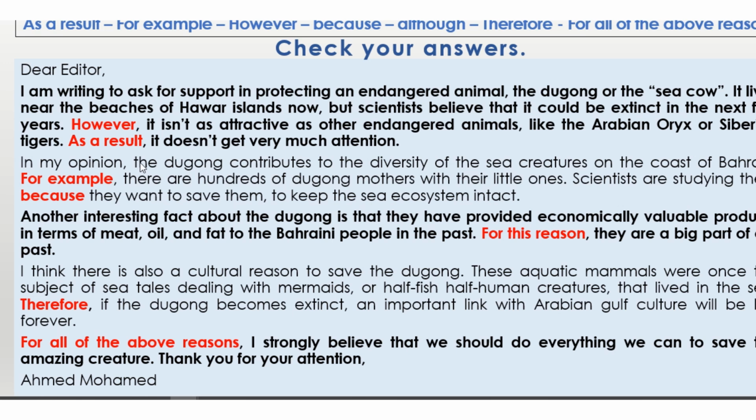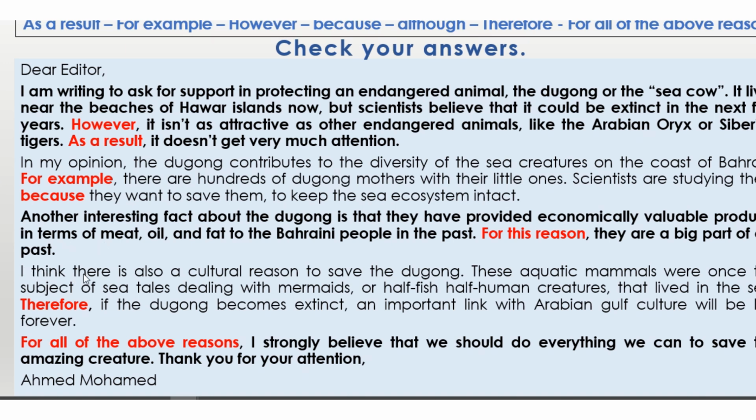In my opinion, the dugong contributes to the diversity of the sea creatures on the coast of Bahrain. For example, there are hundreds of dugong mothers with their little ones. Scientists are studying them because they want to save them to keep the sea ecosystem intact. Another interesting fact about the dugong is that they have provided economically valuable products in terms of meat, oil, and fat to the Bahraini people in the past. For this reason, they are a big part of our past.